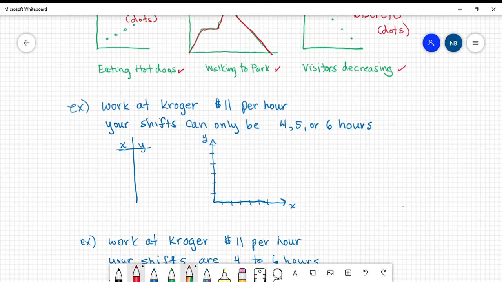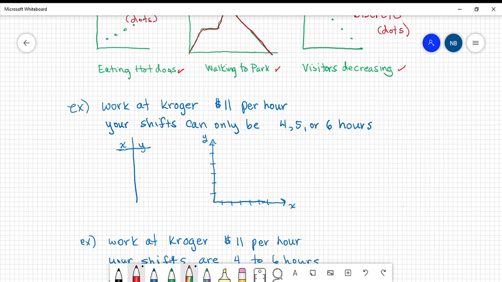And we're going to do 3 more examples. In the first one, you work at Kroger and you work in the click list department because it pays better. There's a little pro tip for you. You make $11 per hour, but you're 16 years old. Your shifts, according to Kroger rules, can only be 4, 5, or 6 hours long.